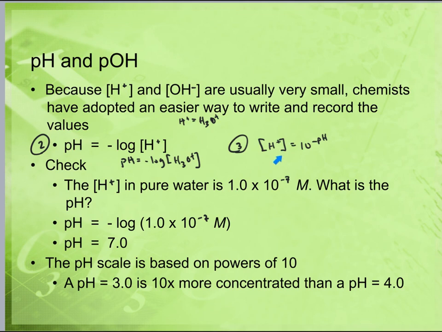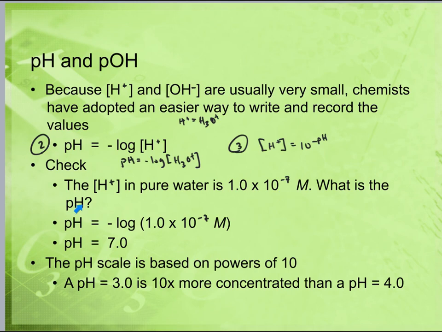To reverse this, to go backwards, the hydrogen ion concentration is 10 to the negative pH. So that's up there as an exponent, 10 raised to the negative pH. So this is the reverse of this equation. So this is equation number 3. Okay. So checking this, the hydrogen ion concentration in pure water, which we saw on the previous slide, was 1 times 10 to the negative 7th molar.